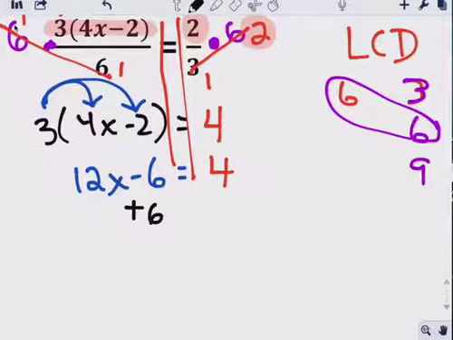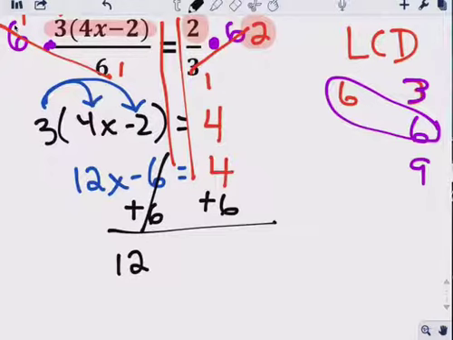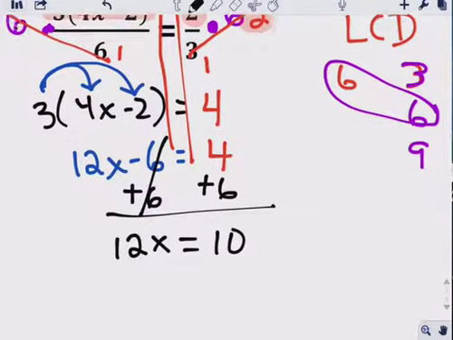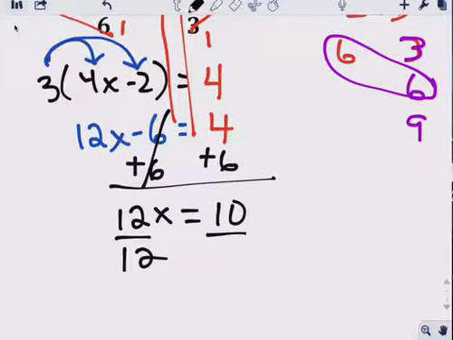Add 6 to make 0. Add 6 to both sides. Okay, that gives you 12x equals to 10. Divide by 12. Divide by 12.